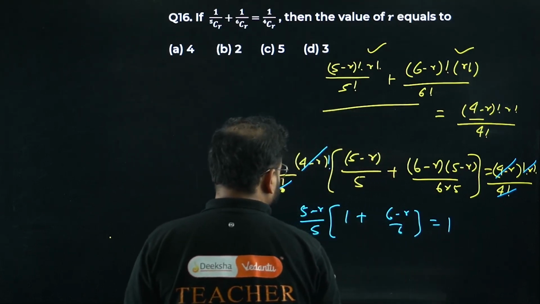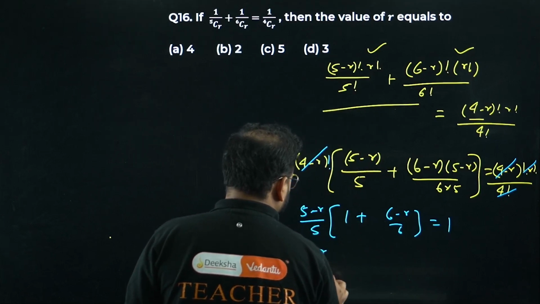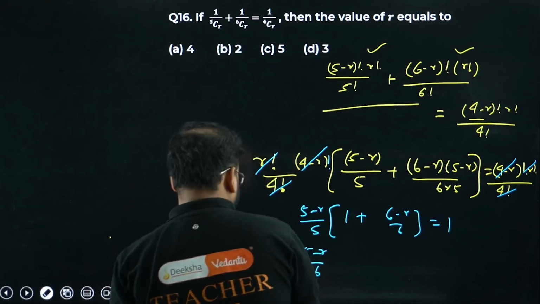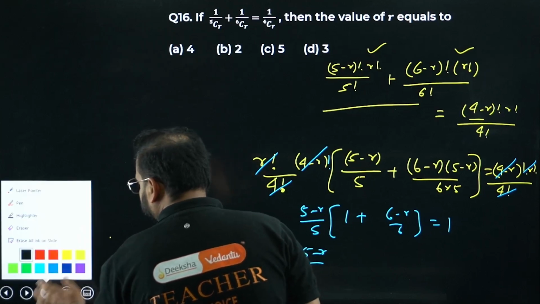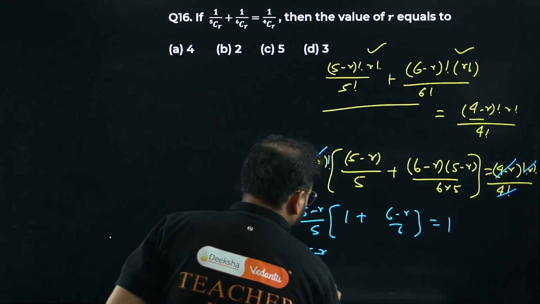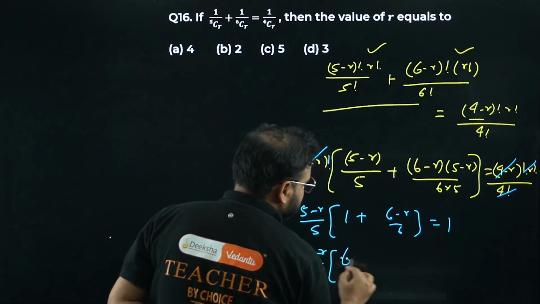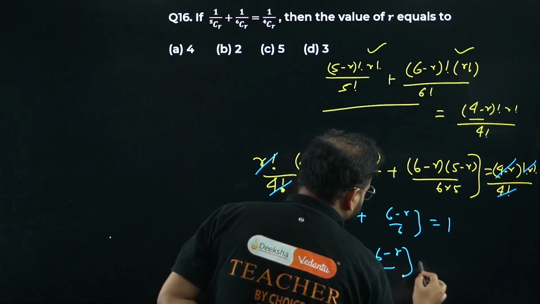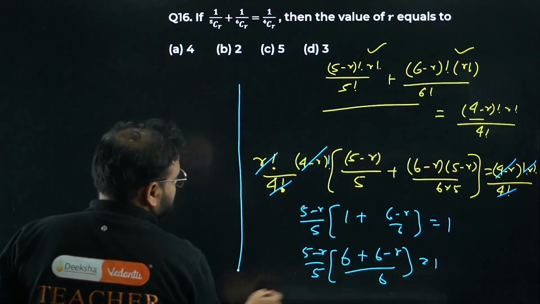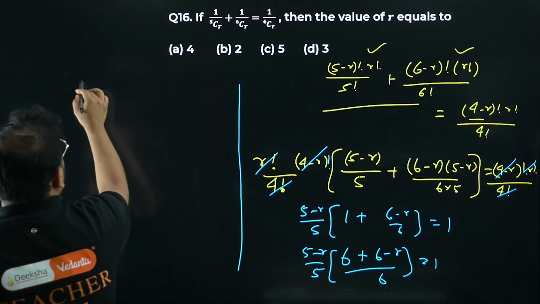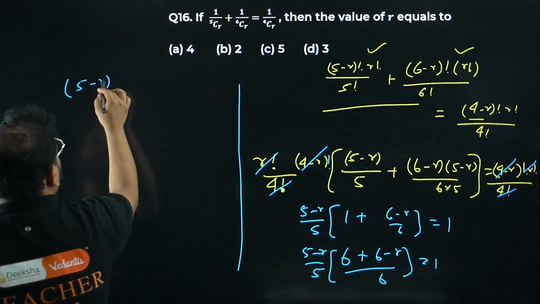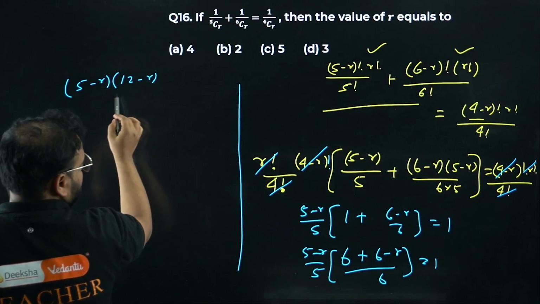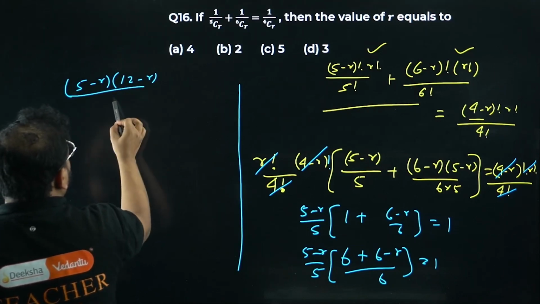LCM will be how much? Please check. I have 5 minus r over here upon 5 only. I have 5 itself over here, and I can get here 6 plus 6 minus r upon 6 equals 1. Simplify this. I can get here 5 minus r into 12 minus r, right? 12 minus r upon what I have? 6 into 5, so 30, equals 1.